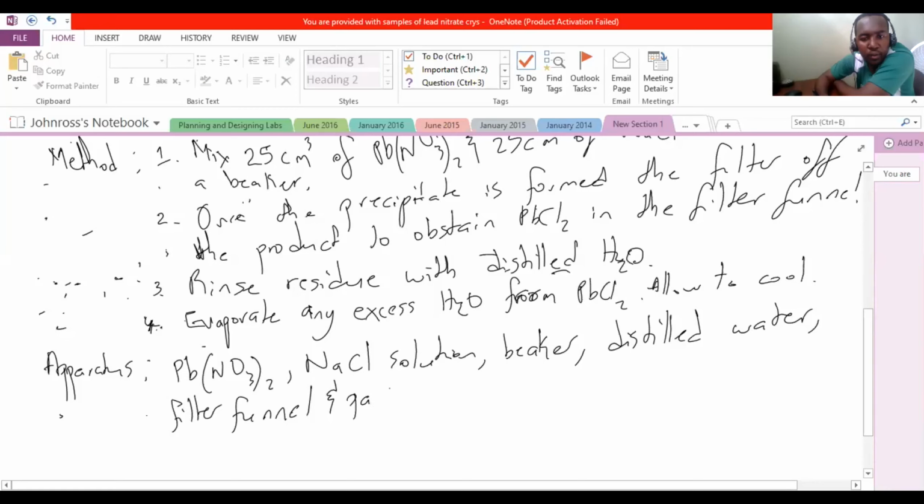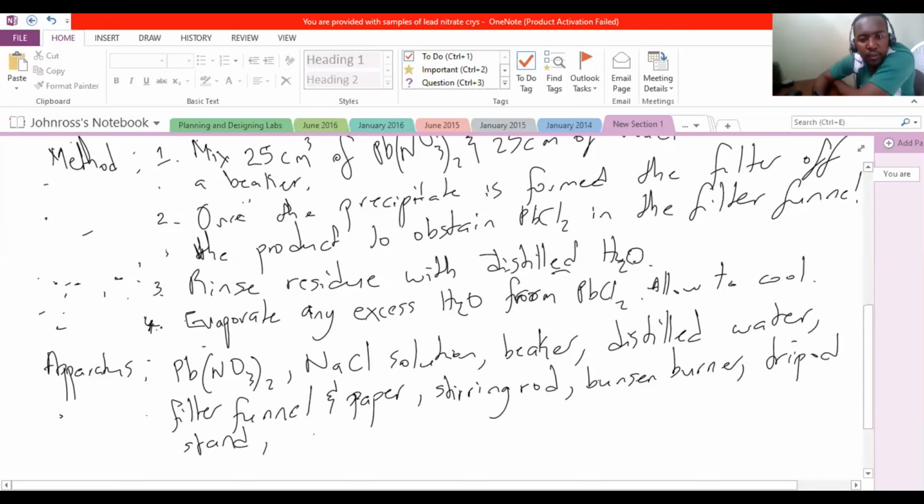Do we need a stirring rod? Yes, we do. So we need a stirring rod. We also need the Bunsen burner, tripod stand, and the wire gauze. So those are the things that we need.